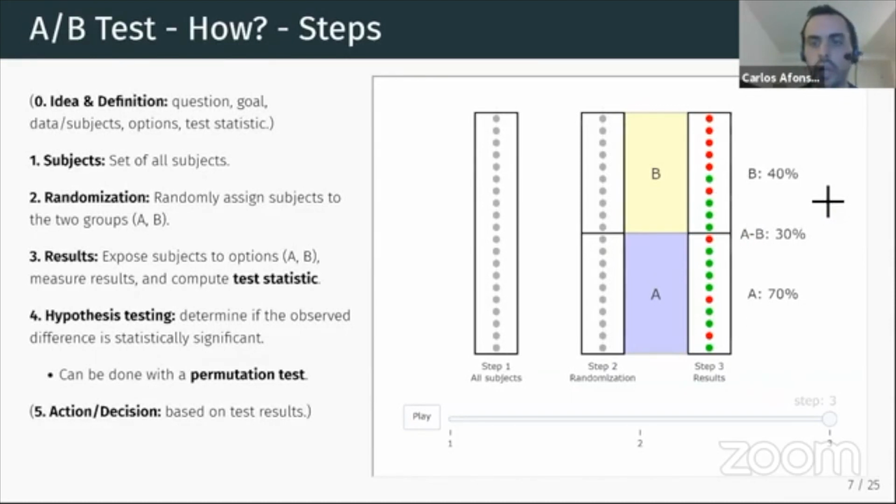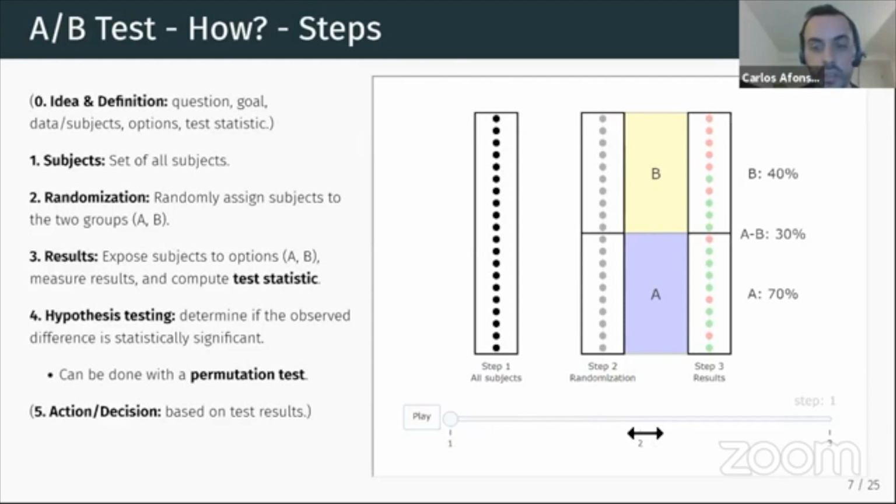So the conversion rate, if you will, for A was 70% because it was 7 in 10, and the conversion rate for B was 40% because it was 4 in 10. The difference between the success rate for A and B is 70 minus 40, that's 30%. So our test statistic is the difference in the success rate between A and B, and the observed value was 30%. So that's step 3. We went from step 1, where we had all the subjects that were available for our A/B testing.